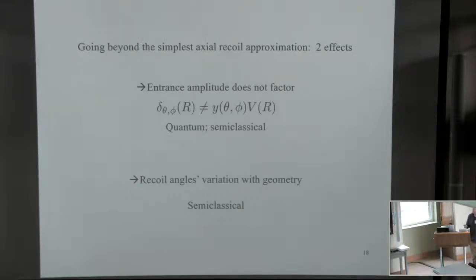Okay, so now to go beyond the simplest axial recoil approximation, we want to take account of two possible effects. One in which the entrance amplitude does not in fact factor as a product of an angular function and a function of the coordinates. I'll show that, taking account of this by semi-classical means. And also, we can have a recoil angle that does in fact vary with geometry, whereas the recoil angle is not constant, if you like, over the Franck-Condon region.